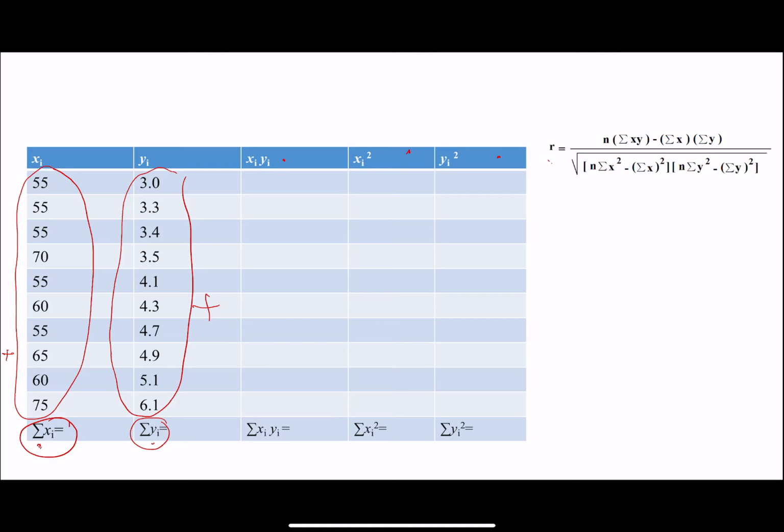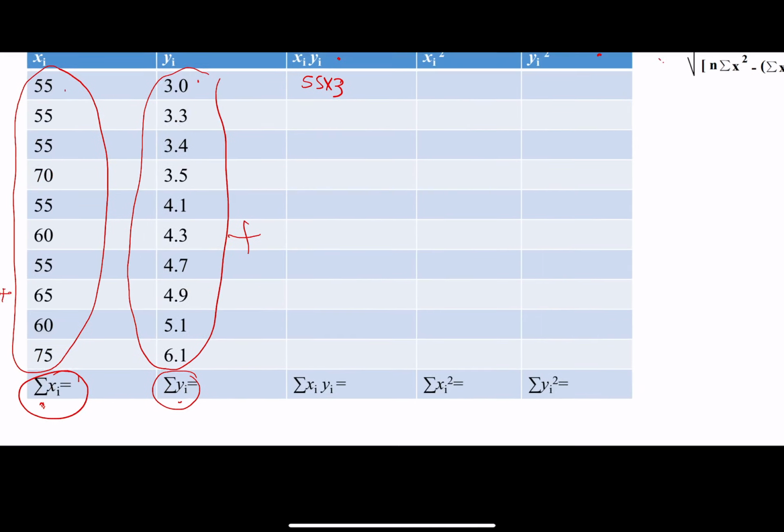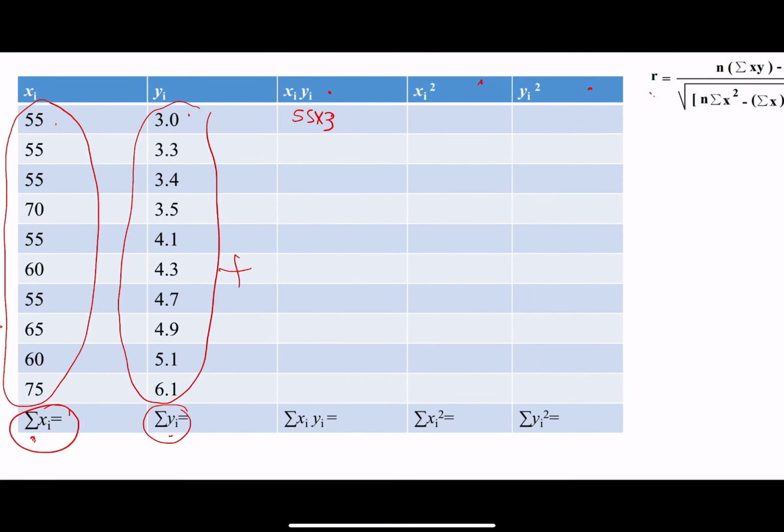So x times y. For each row, look at the values. Multiply x by y and put it here. For example, for the first one, 55 times 3. Let me use my calculator, it is 165. Next one, 55 times 3.3 is 181.5.